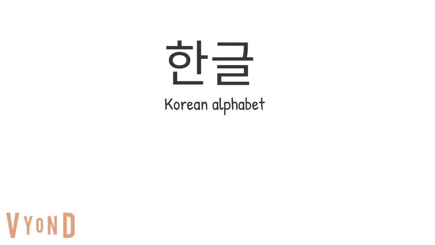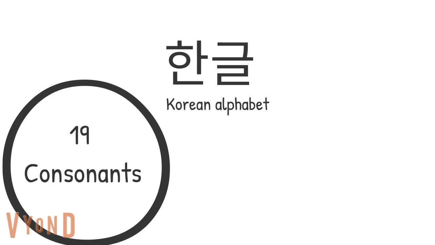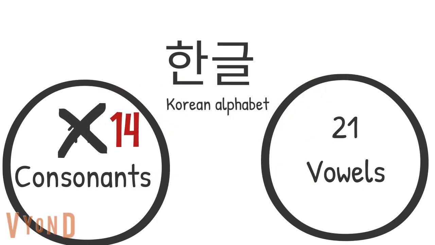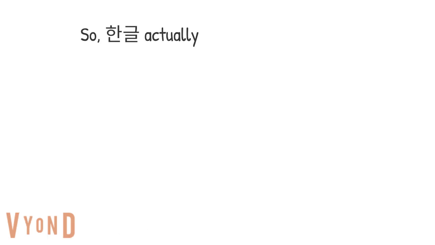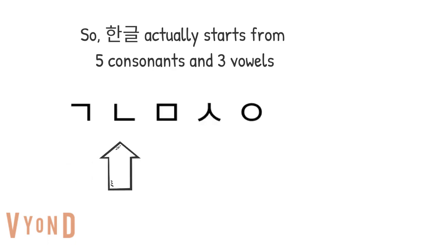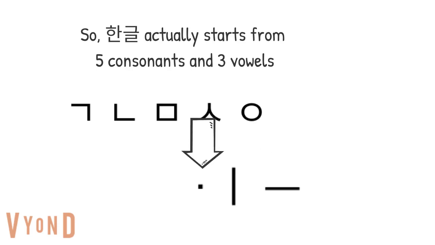Okay, let's look at consonants and vowels. Hangul has 19 consonants and 21 vowels. Wait. Didn't you say it has only 14 consonants and 10 vowels? Yes, I did. So Hangul, Korean alphabet, actually starts from 5 consonants and 3 vowels. Let's look at it a little closer. 기역, 니은, 미음, 시옷, 이응, and 하늘, 사람, 땅.